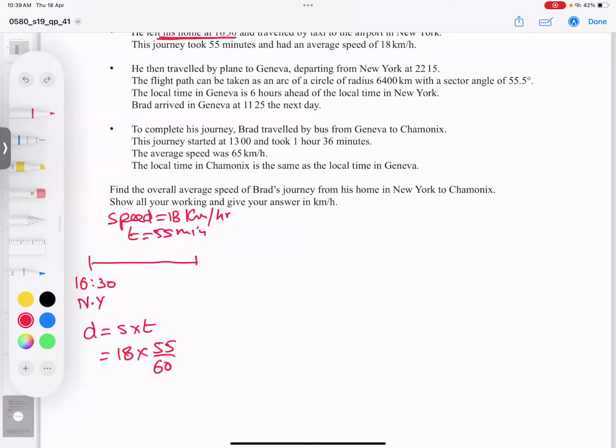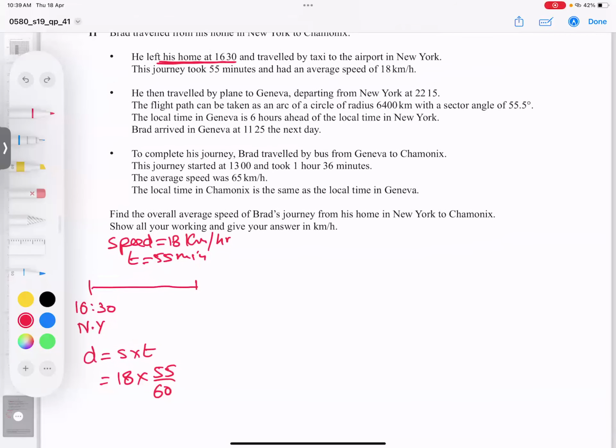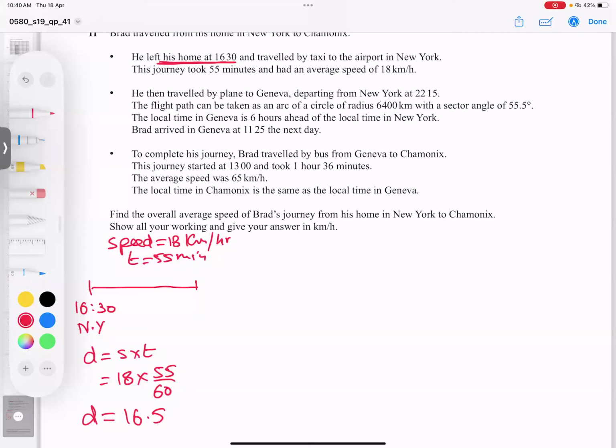So I'm saying 18 times 55 divided by 60. Wait a minute, what am I looking for? Distance, so speed multiplied by time. Let me check once again: 18 kilometers per hour, and the time is 55 minutes. Let me recheck: 18 into 55 by 60. This comes to 16.5. Hold on. So I think this is clear. I got a distance for the first journey.